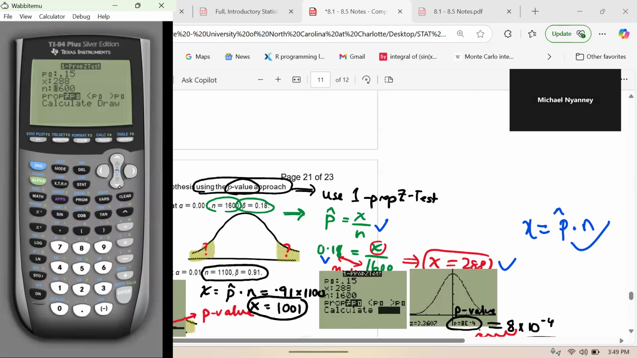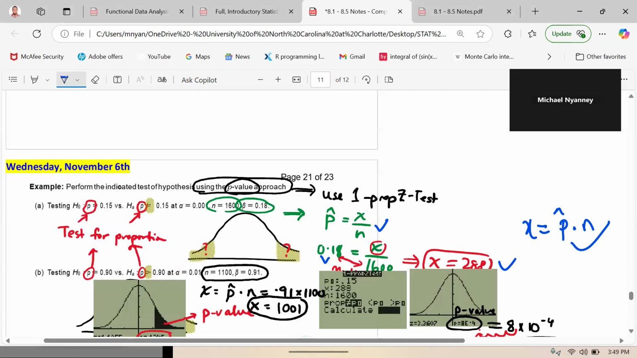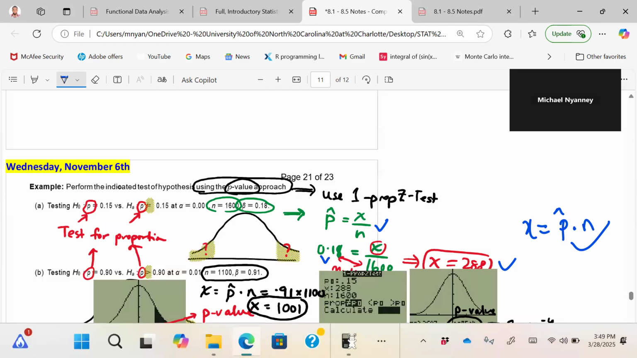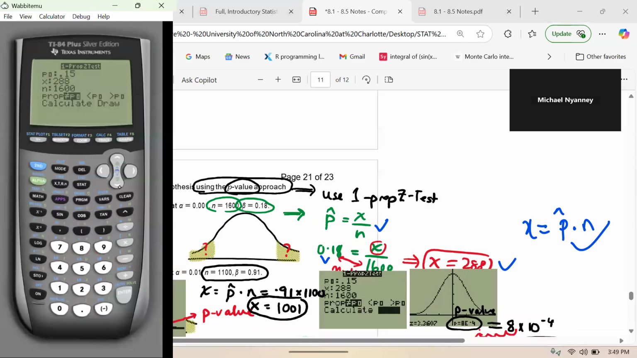Now, which direction are we going? We ask ourselves, we are using not equal to. So that's what we are using. Then we calculate and that will give us our z value and our p value. So now our p value is approximately 8 point something.